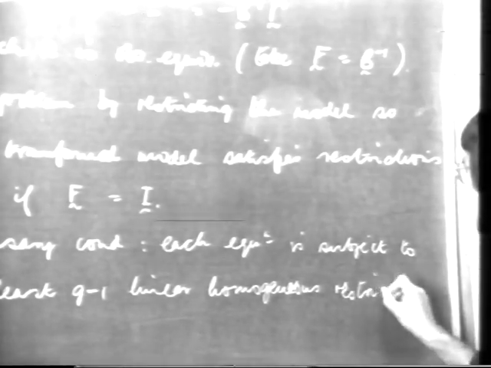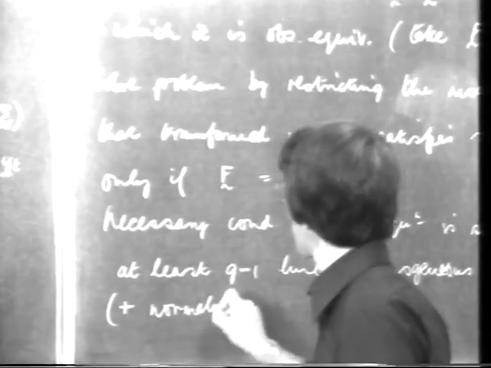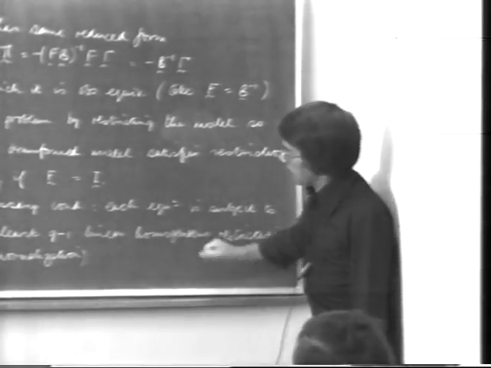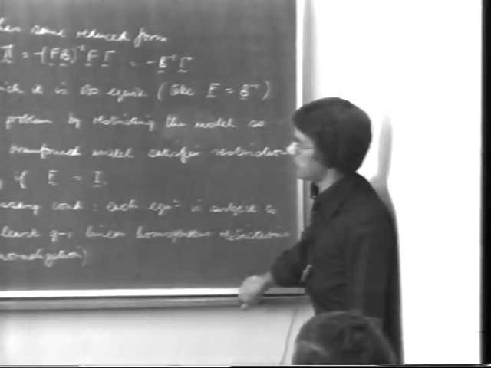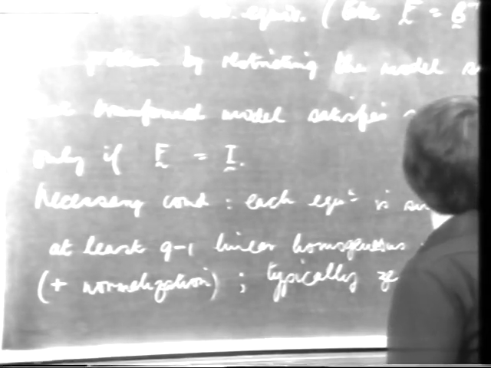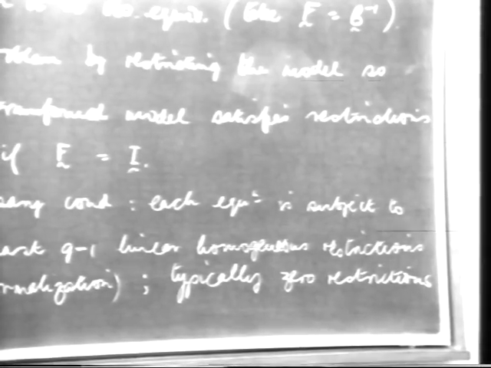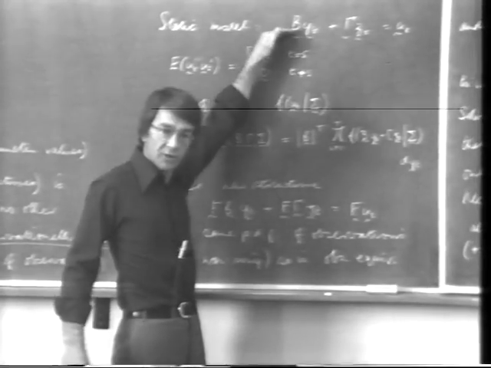Together with a normalization rule. So we ought to say plus normalization. And the typical restrictions that are found in practice are not these relatively general linear homogeneous restrictions, but simply the restriction that a coefficient in a particular equation takes a zero value. So typically zero restrictions are employed, which is simply a way of saying that the information we have is that particular variables in the endogenous or exogenous variable vector do not enter particular equations.